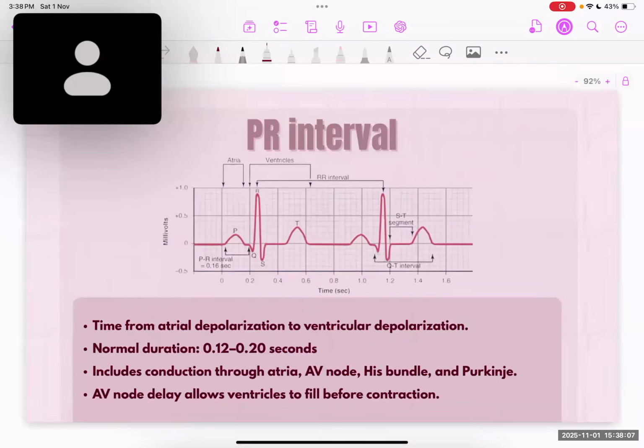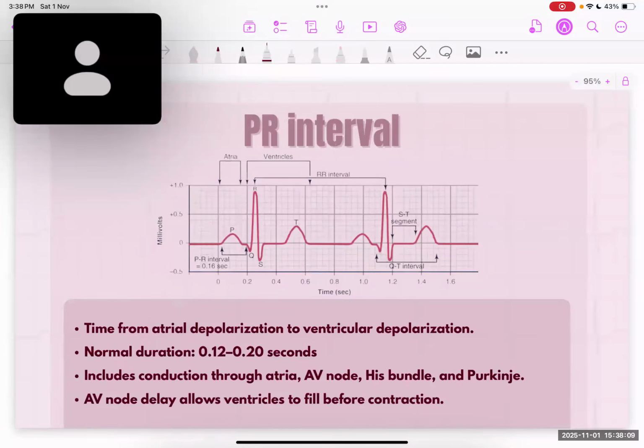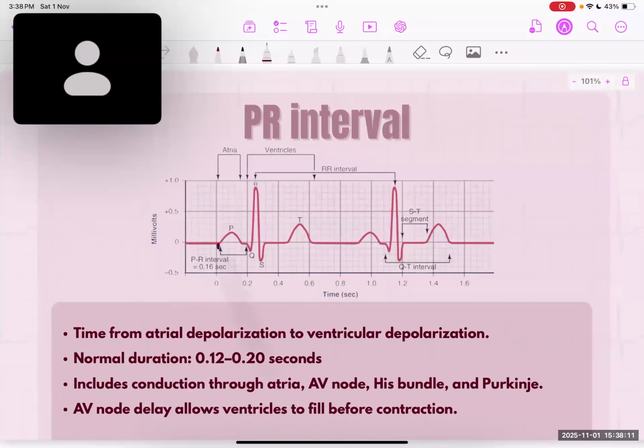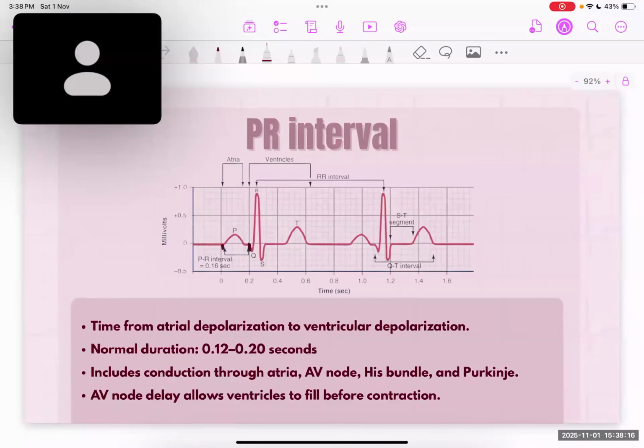Let's start with our PR interval. So where is our PR interval? It is from here to here. So it is the time from atrial depolarization to ventricular depolarization.